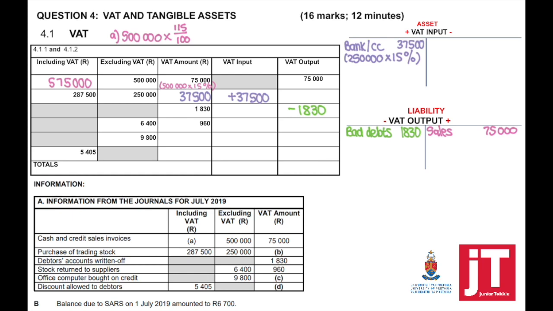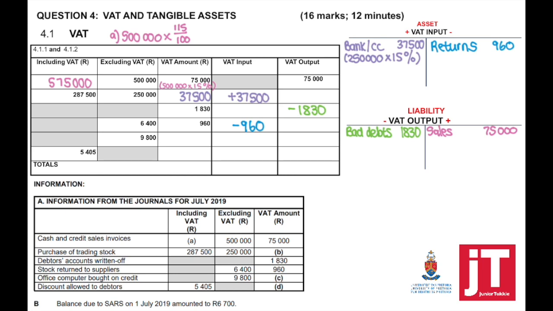Stock returned to suppliers. And I'm going to go back now to my VAT input. When we purchase items, input VAT is debited. We are claiming that VAT. That money is owed to us. But now when we return that to our suppliers, it means that we now need to adjust our VAT input because of returns to our suppliers. So my VAT input will be credited, which means VAT input, I'm going to show minus 960.